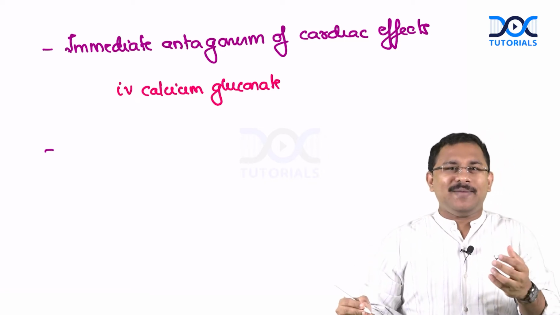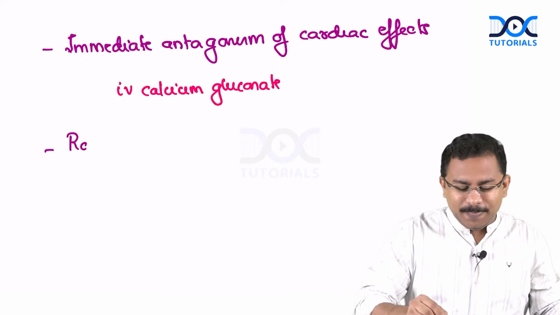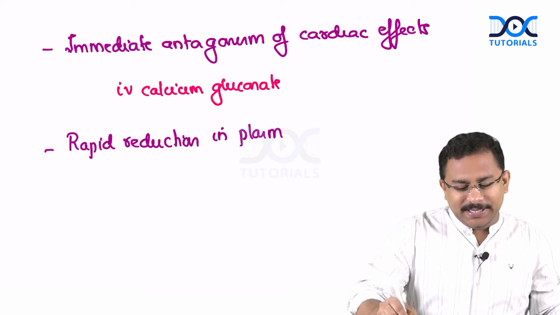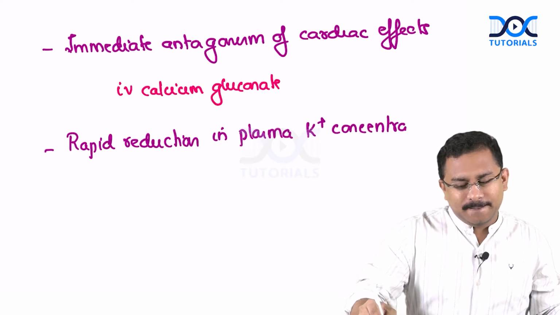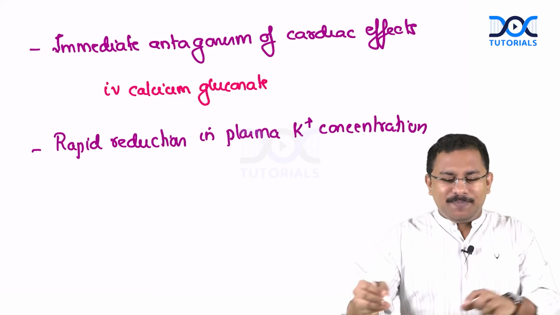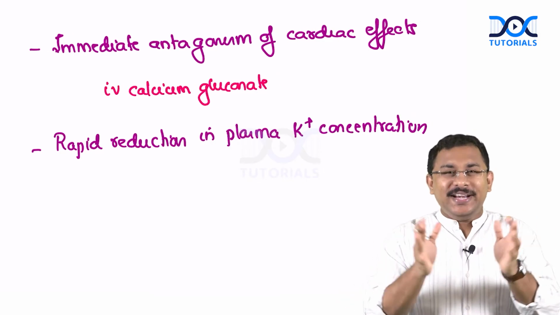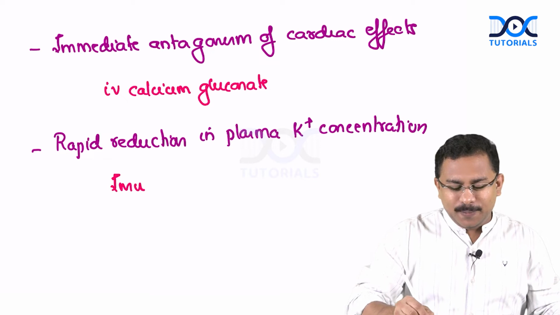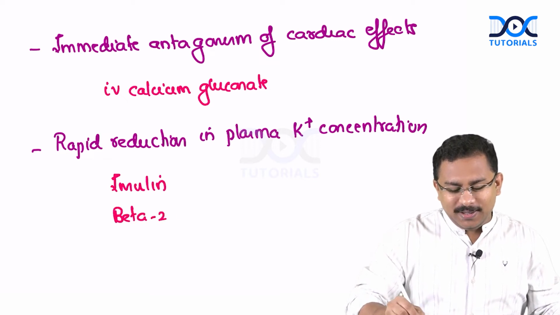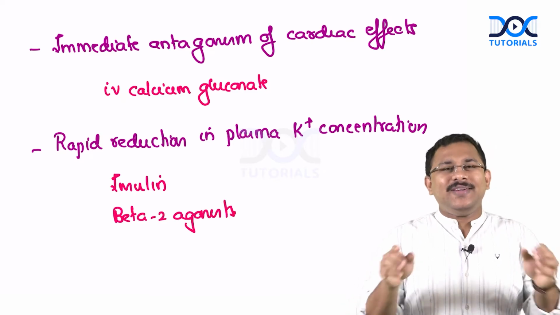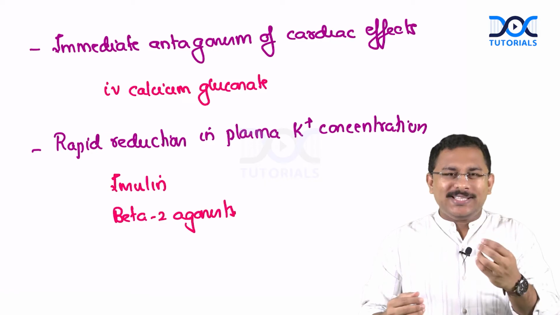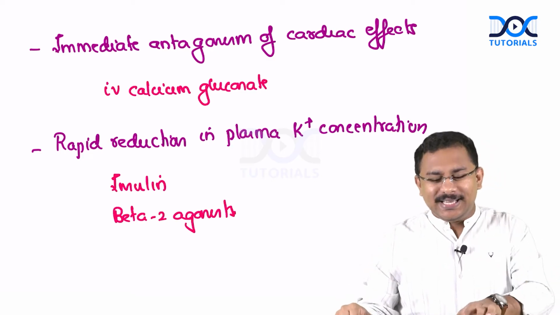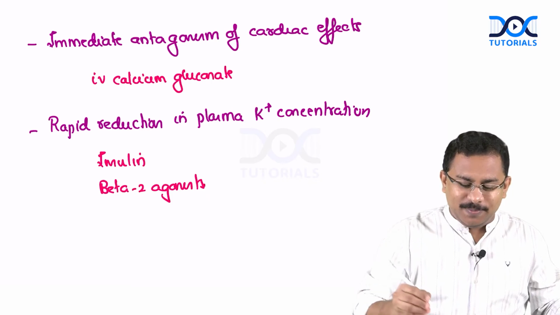Number two, you have got to bring about a rapid reduction in plasma potassium concentration. This is often by a redistribution. So here you are giving the patient insulin as well as beta 2 agonist. Giving insulin and beta 2 agonist lowers the potassium concentration. How? By shifting the potassium into cells. That is how it will lower the plasma potassium concentration, by redistribution.